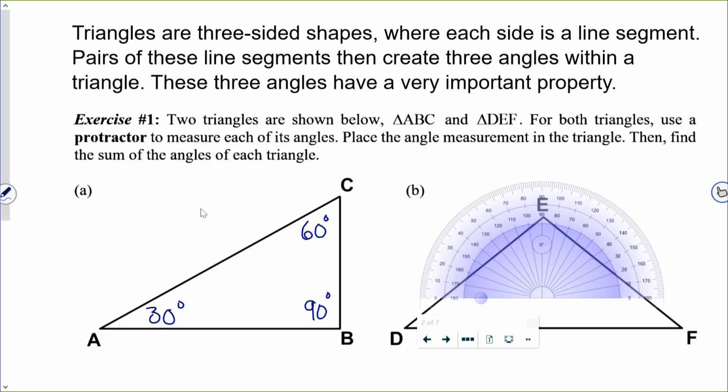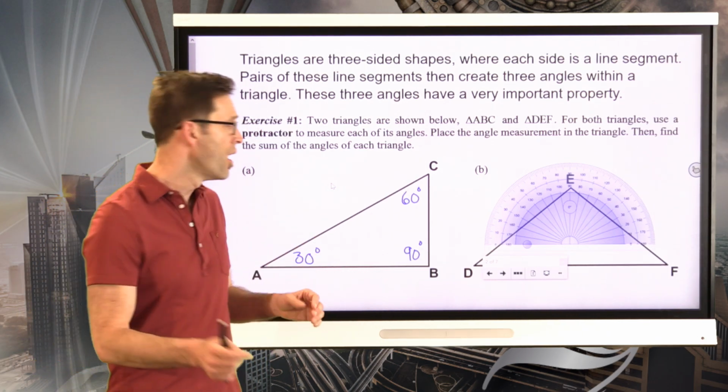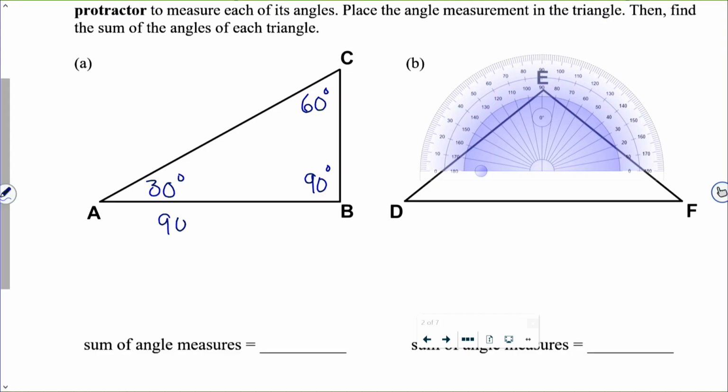All right, that's easy enough. I've got a 30-degree angle, a 60-degree angle, a 90-degree angle. Now I want to add them all together. 90 plus 30 plus 60: 0 plus 0 plus 0 is 0, 6 and 3 is 9, plus another 9 is 18. So it comes out to being a nice 180 degrees.